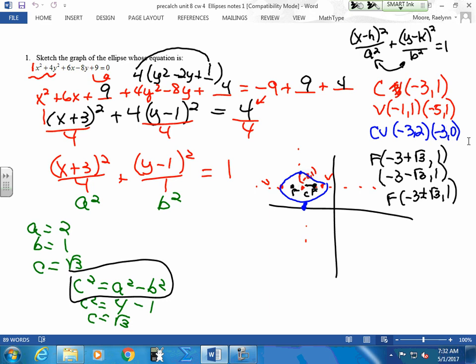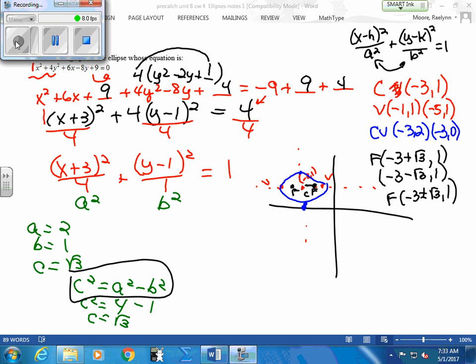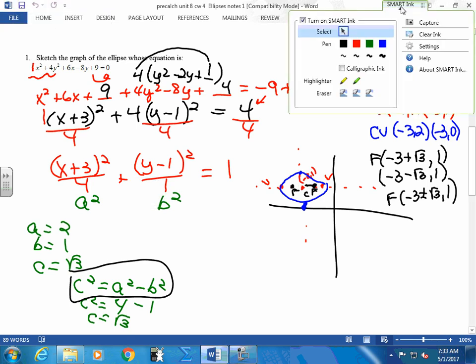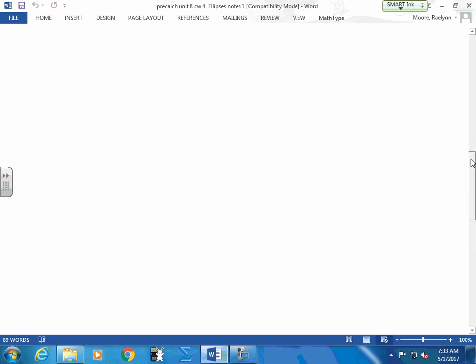So those are the parts of your ellipse. Your major axis is your x, your co-vertices, your center, your vertices, your foci. That's your ellipse. And before I do anything else, I'm just going to reset this board for a second. Try another one. All right, let's try another one.